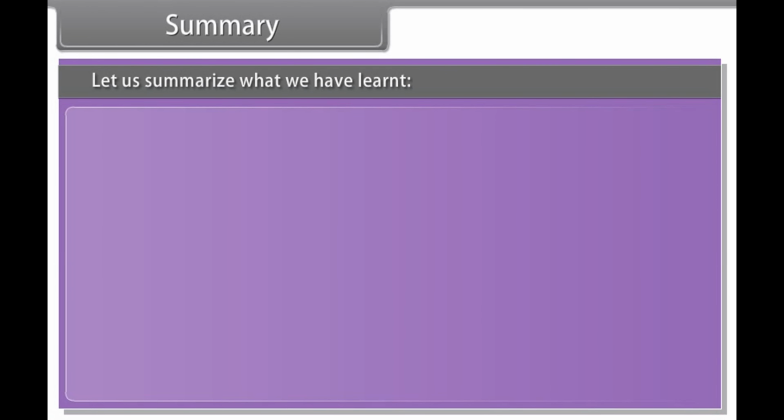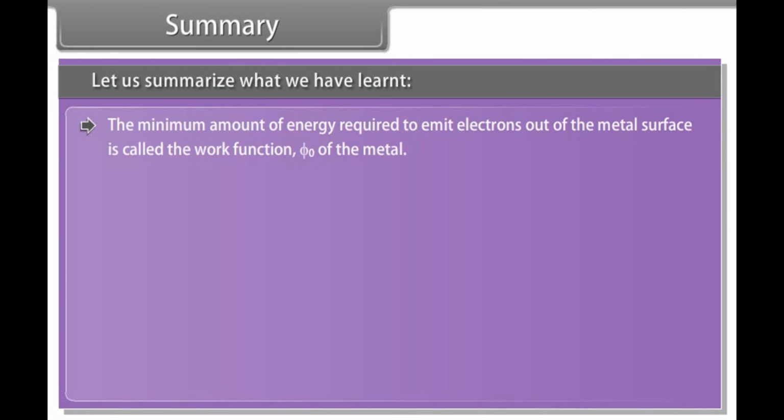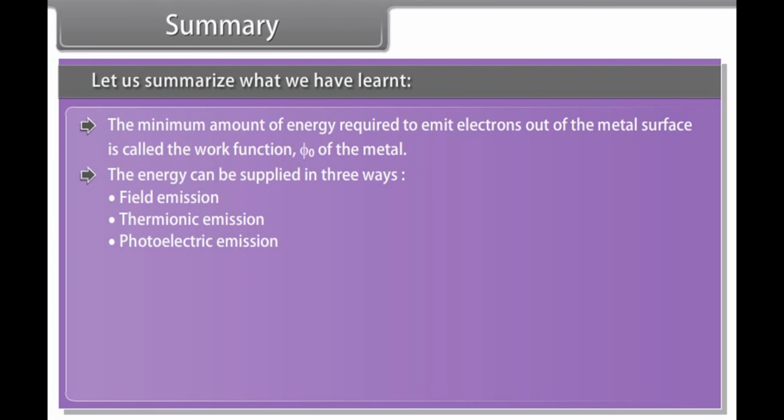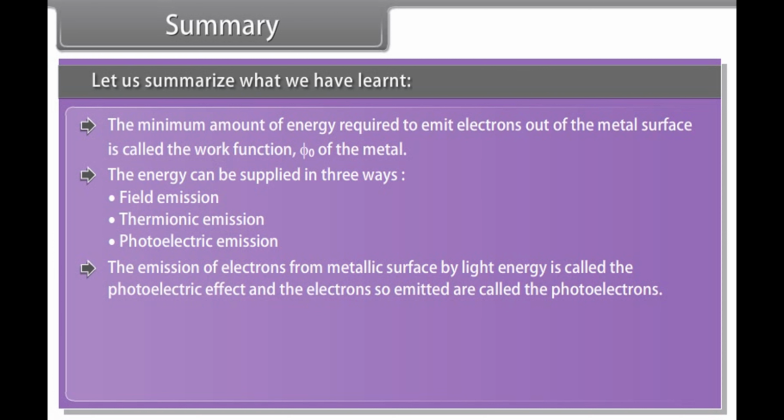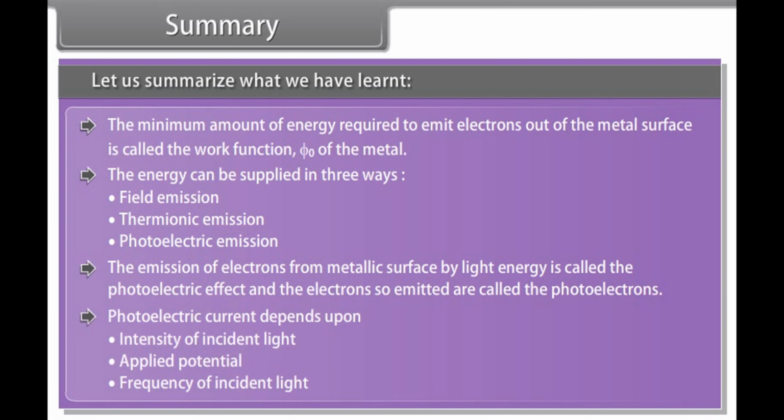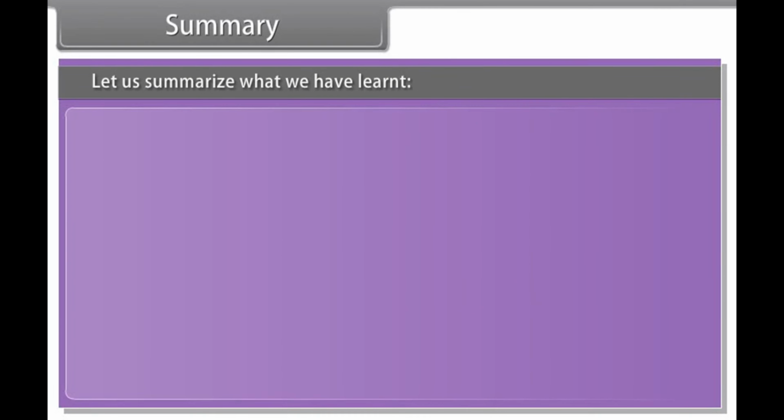Summary. Let us summarize what we have learned. The minimum amount of energy required to emit electrons out of the metal surface is called the work function phi0 of the metal. The energy can be supplied in three ways: field emission, thermionic emission, photoelectric emission. The emission of electrons from a metallic surface by light energy is called the photoelectric effect, and the electrons so emitted are called photoelectrons. Photoelectric current depends upon intensity of incident light, applied potential, and frequency of incident light.